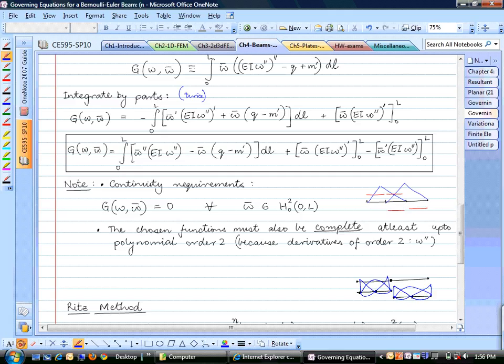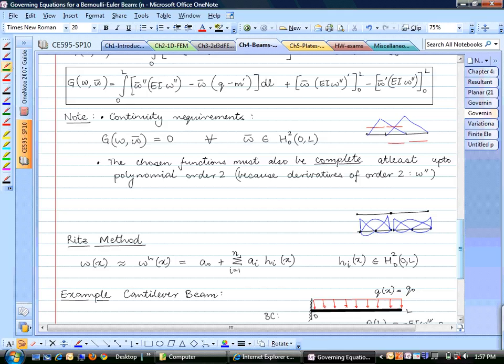So if I put all of these shape functions together, do I still get something that belongs to H2? So actually we will not get an H2 function, because if you take a look at this, let me move this down a little bit. So if you consider the shape function for this node, this shape function looks like this, right? And the derivatives of the shape function would be something like this.